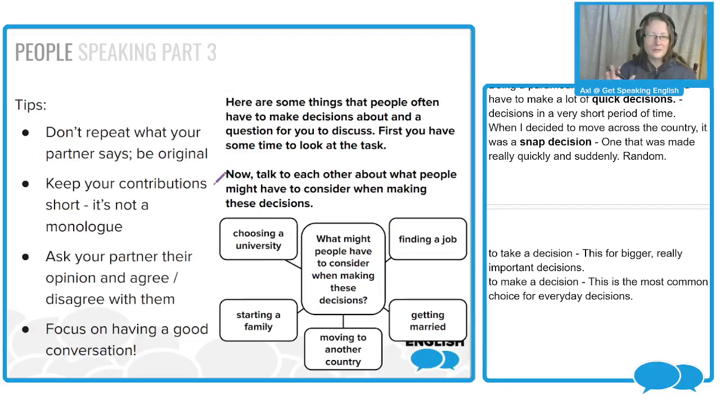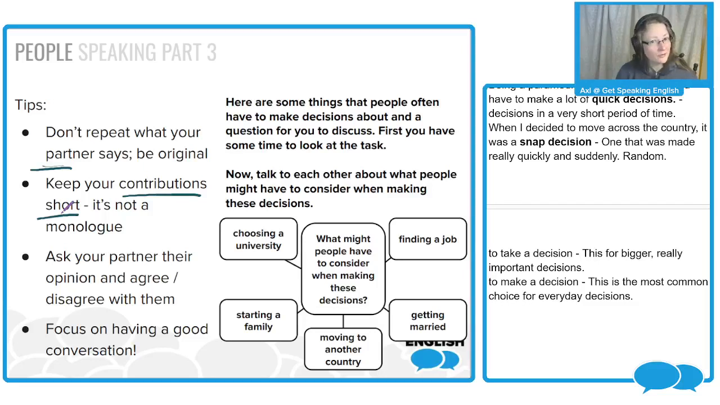So just a couple really quick tips, right? Try not to repeat what your partner said, right? We want to be original. We always want to be adding to the conversation, right? Another tip is to try to keep your contributions short, right? So some people might get into this task and they start kind of dominating the conversation with a long answer. They might start talking for like a minute or two.